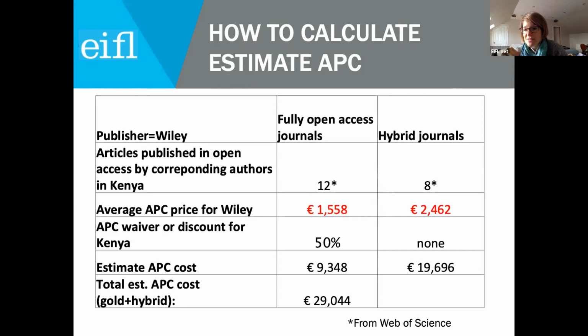So for Kenya, for Wiley, I get an estimated APC spend of 29,000. Again, this is just a rough estimate, and it could be higher or lower, there might be additional waivers, we don't know, but it gives people an idea of a figure they could work with.